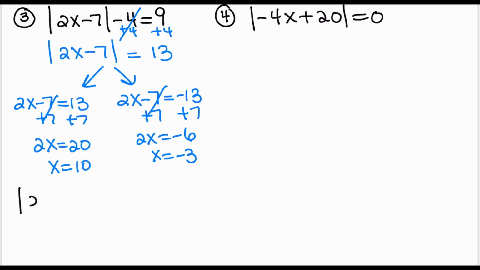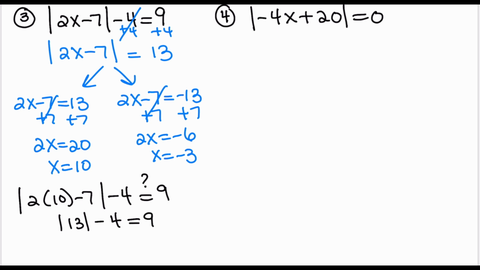So I have the absolute value of 2 times 10 minus 7, minus 4, and I'm trying to see if that equals 9. 2 times 10 is 20. 20 minus 7 is 13. The absolute value of 13 is positive 13, minus 4 is 9. So yes, x equals 10 works.